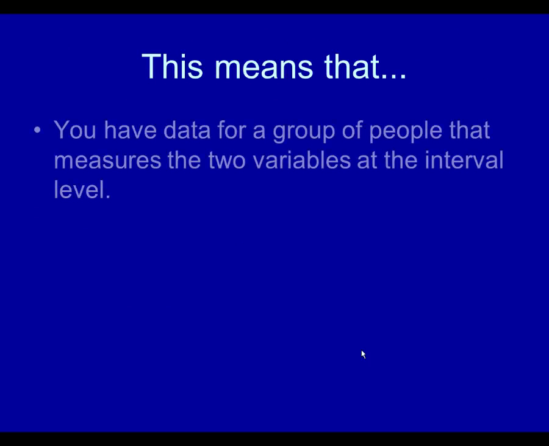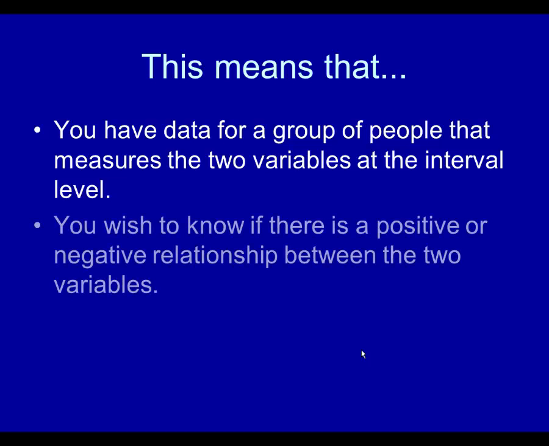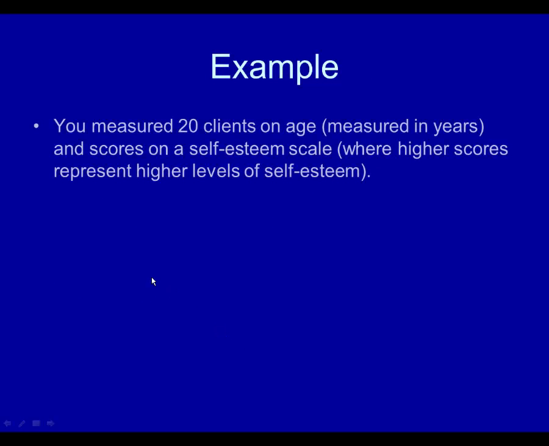This means that you have data for a group of people that measures the two variables at the interval level. You have two variables, each is measured at the interval level. You wish to know if there is a positive or negative relationship between the two variables. We're going to talk about positive relationships and negative relationships in a moment.